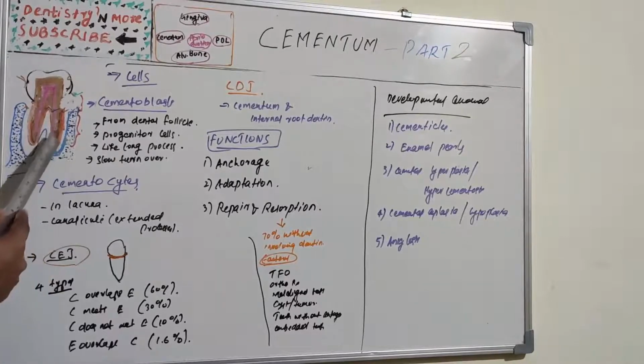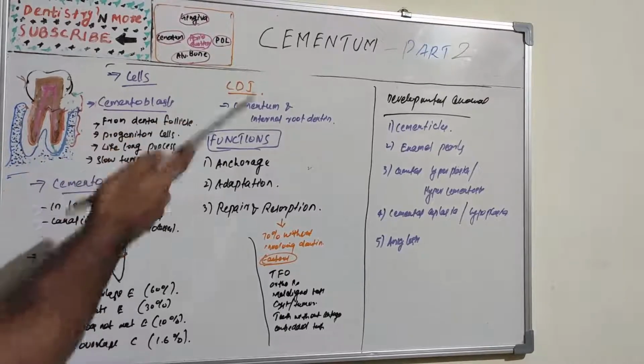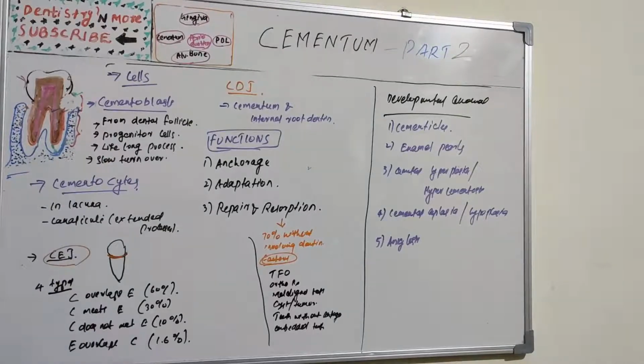So it joins with the internal root dentine, known as the cementodentinal junction. The nature of the CDJ is of particular importance because it forms an interface between two very different mineralized tissues. These are the two mineralized tissues, cementum and dentine.